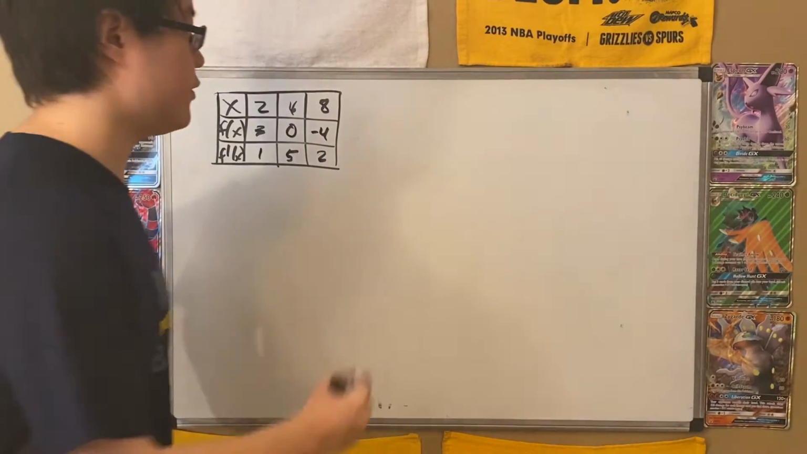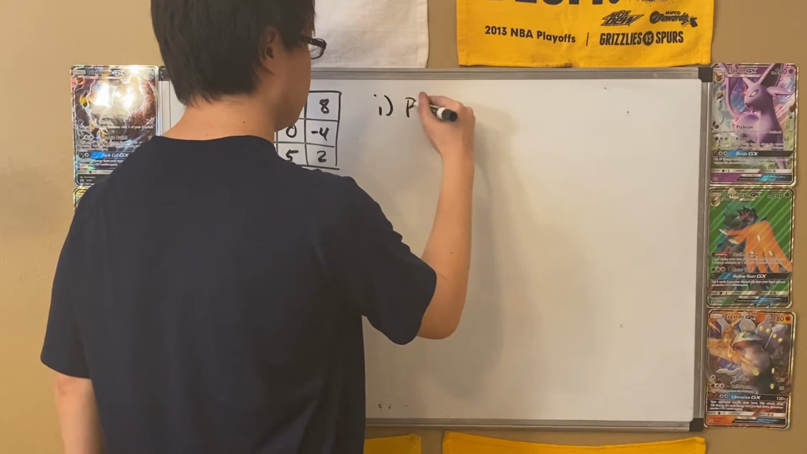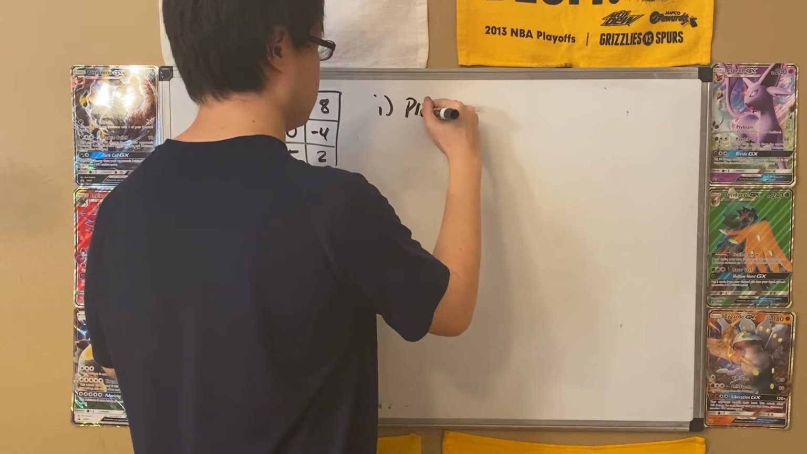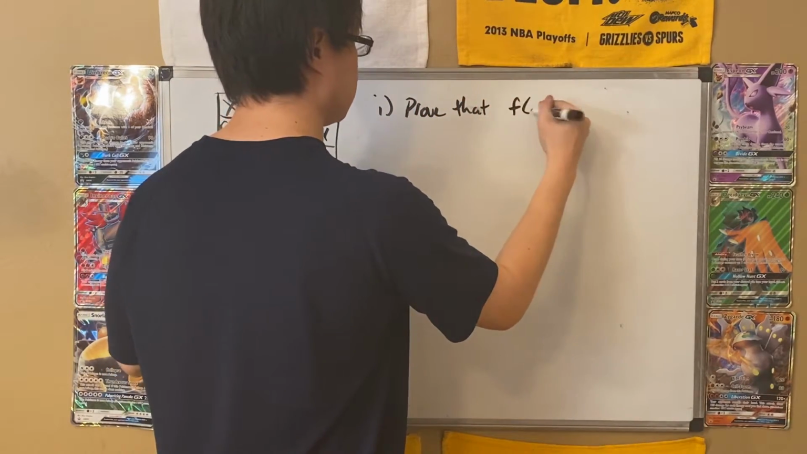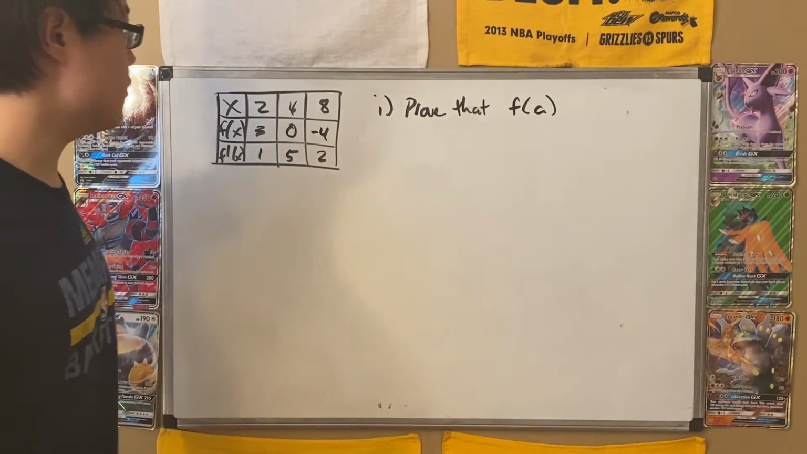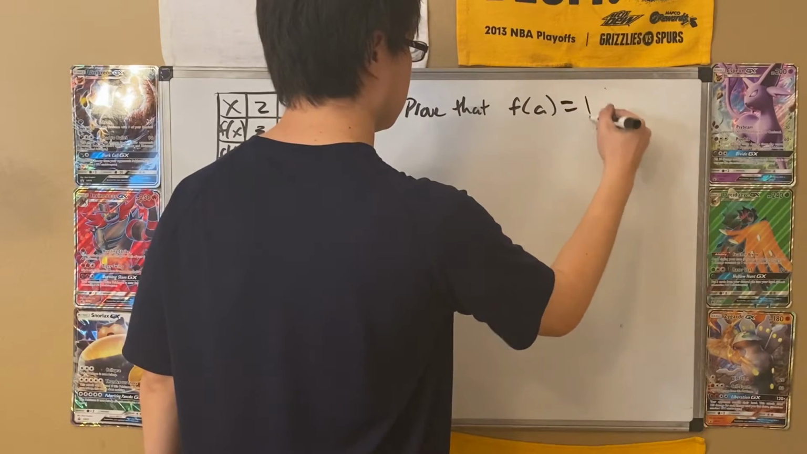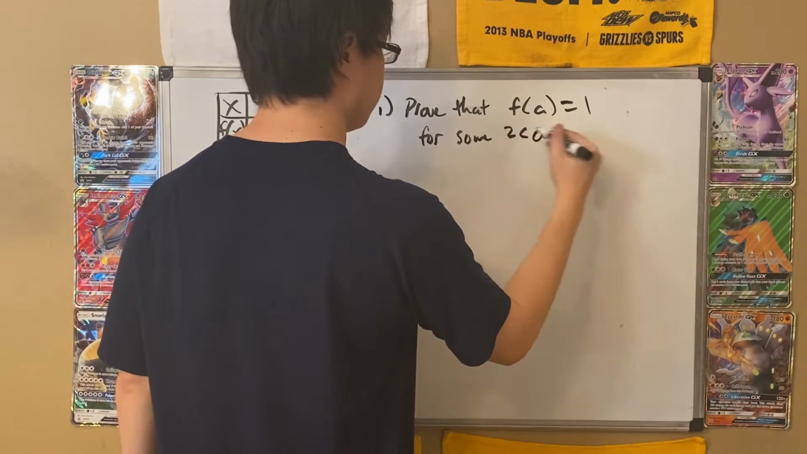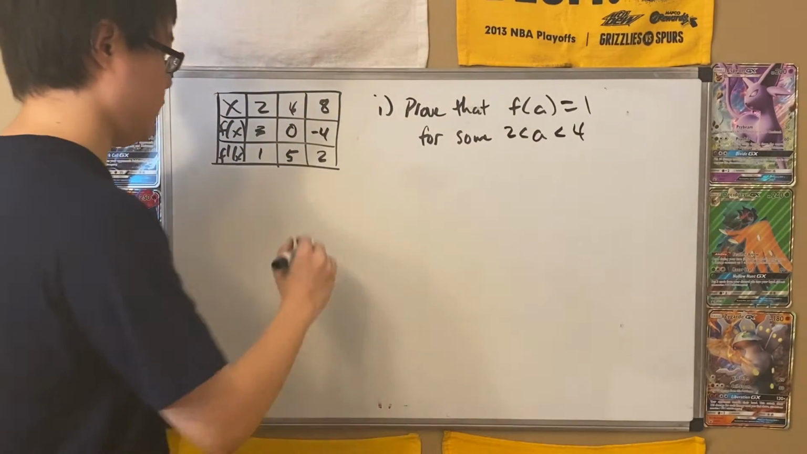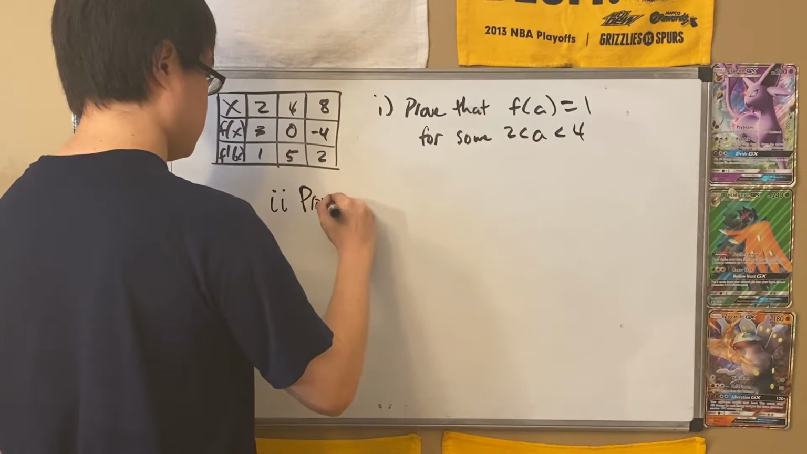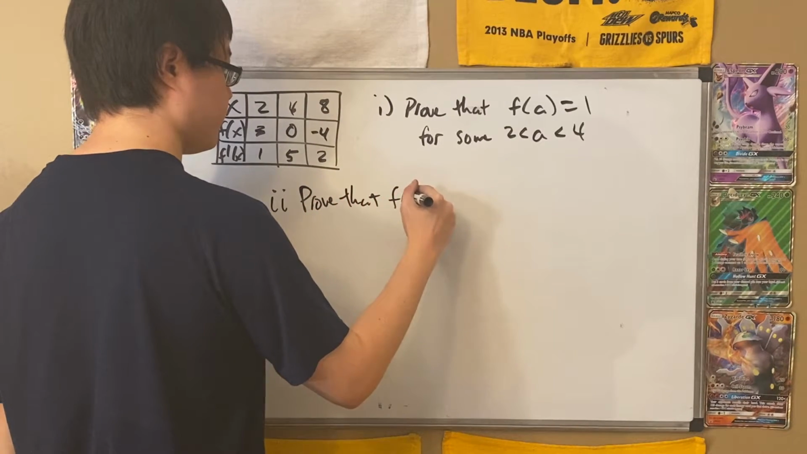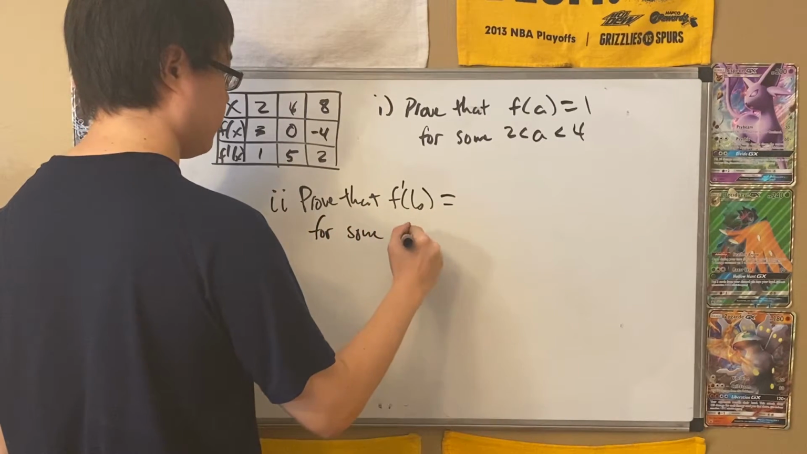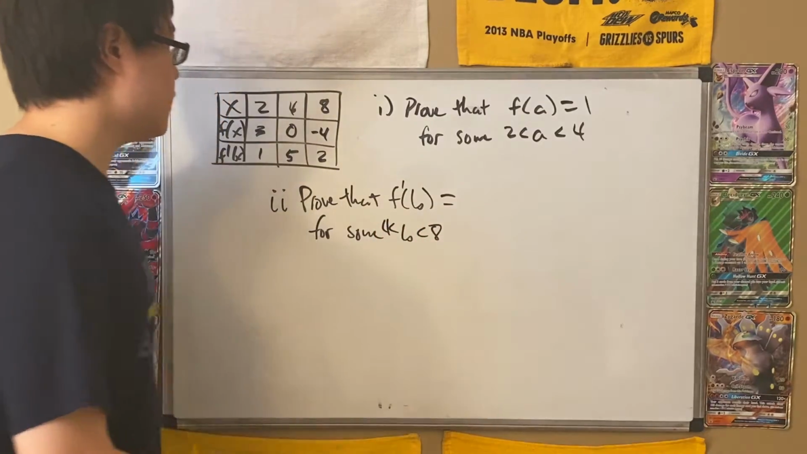So again, what we're going to try to do is prove the existence of 3 different things. My first thing is going to be prove that f of a for some a equals, let's say, 1 for some a in between 2 and 4. Then my next question is going to be prove that f prime of b equals some number for some b in between 4 and 8. And we want -1.